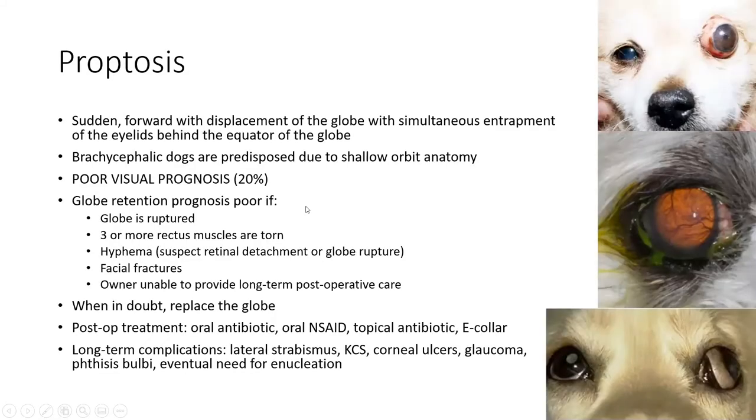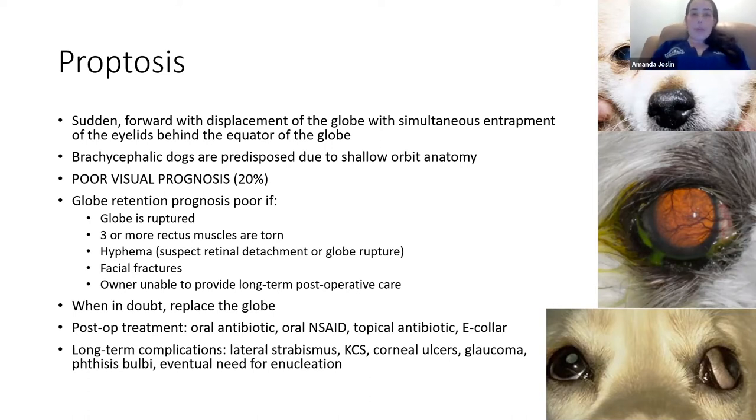Okay, so then we're going to go on to talk about the globe. When we talk about the globe, we're talking about displacement of the globe or the globe changing in size or appearance. Traumatic proptosis is a sudden forward displacement of the globe, but also entrapping the eyelids behind the equator of the globe. That differentiates it from exophthalmos, when you're just moving forward in the globe, but the eyelids are still protecting the globe.